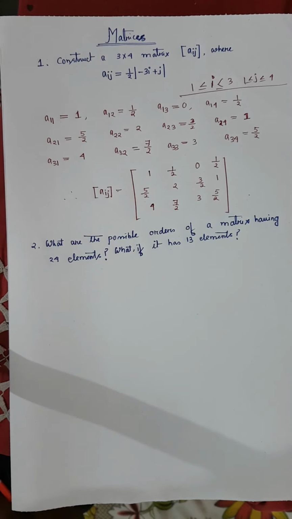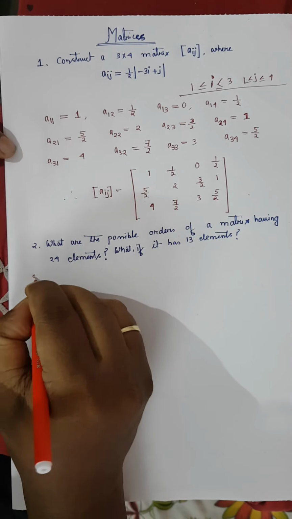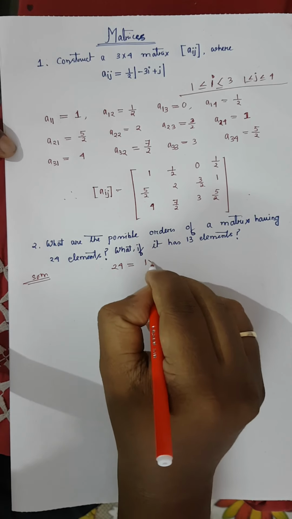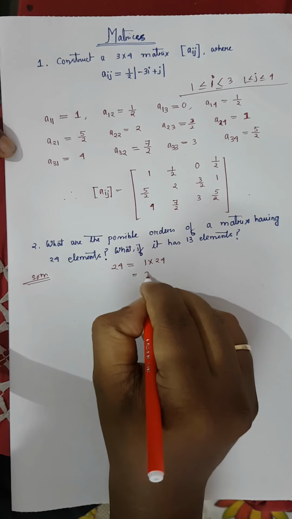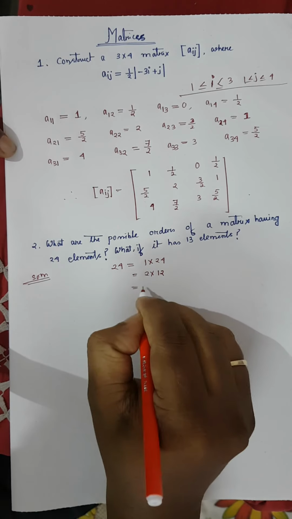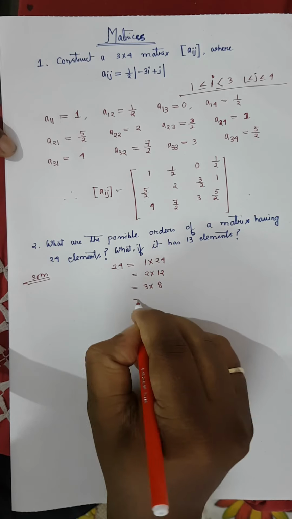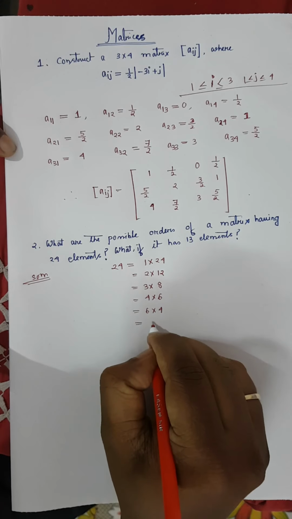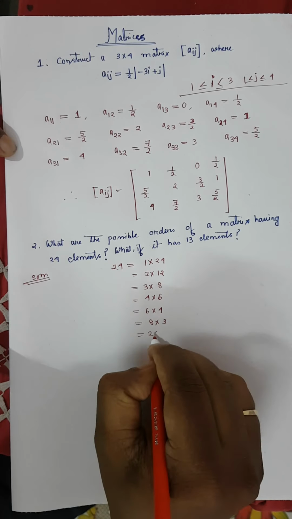Now it is the second question. What are the possible orders of a matrix having 24 elements? So we know when I multiply the number of rows and number of columns, we get the total number of elements in the matrix. So here 24 is the total number of elements. So we can write 24 is equal to 1 into 24, 2 into 12, 3 into 8, 4 into 6, 6 into 4, 8 into 3, and 24 into 1.